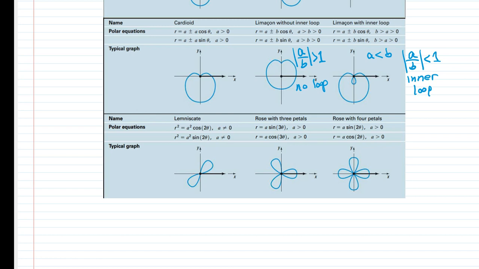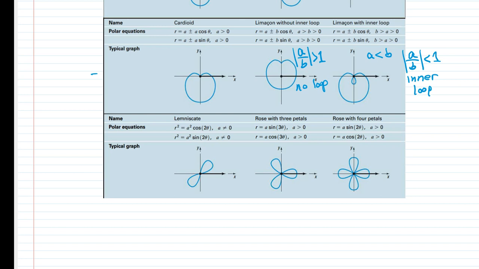And if the ratio is 1, that means they're equal, a equals b. Well, if a is equal to b, then you get a cardioid. Isn't that cool? So all cardioids are limaçons, but not every limaçon is a cardioid. Like here, this is not a cardioid, but it's a limaçon. All cardioids are limaçons where a and b are equal, the ratio a to b is 1.